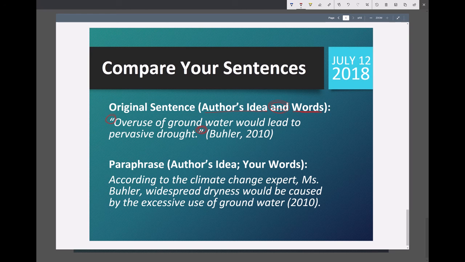Now let's take a look at the paraphrase. According to the climate change expert, Ms. Bueller, widespread dryness would be caused by the excessive use of groundwater. So we'll take a look at the according to climate change expert Ms. Bueller part later. But notice this next part, widespread dryness would be caused by the excessive use of groundwater. This is your paraphrase 3. You could put in paraphrase 2 or paraphrase 1 in there. That works too. But using this skill, you can practice paraphrasing more than once and choose the best kind of paraphrase for you.